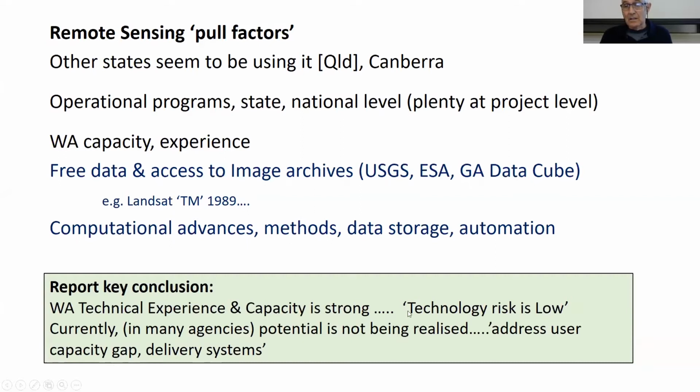So the technology risk of adopting remote sensing in the current environment is not very high, but there are some recognised gaps that we came across, that the potential of the current data sets are really not being realised across government, and there's a need to address some of those issues. So that's the background to why it was done and the major conclusion.